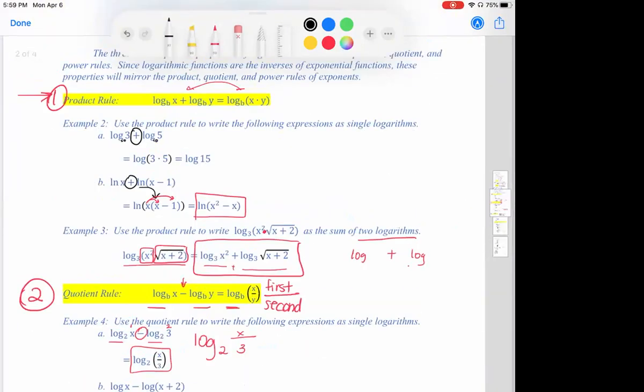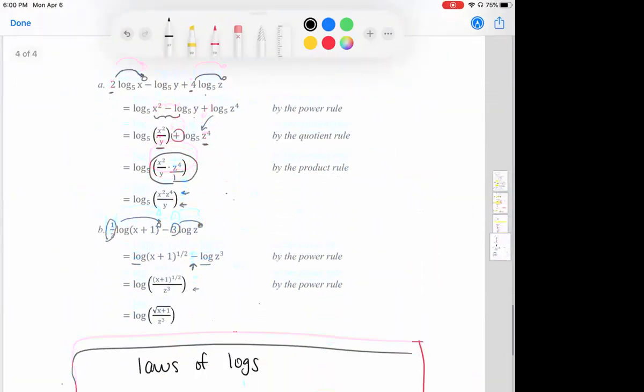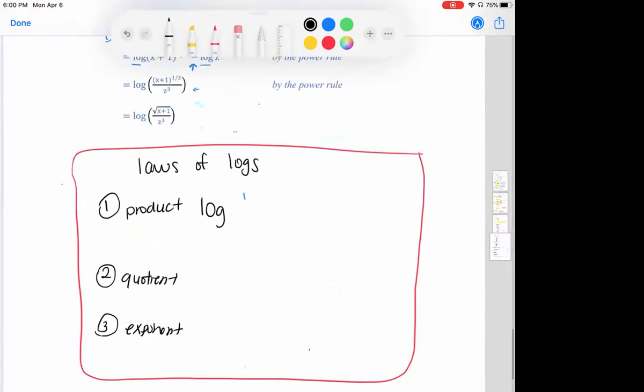So first we had our product rule. And this is if I have the same log base with a plus, I can write those 2 numbers that are our logs and I can multiply them together, right? So let's take the time to write that down. So I have product rule, which is log base b of x plus, you make that another color because it's important, plus log base b of y is the same as log base b of x times y.